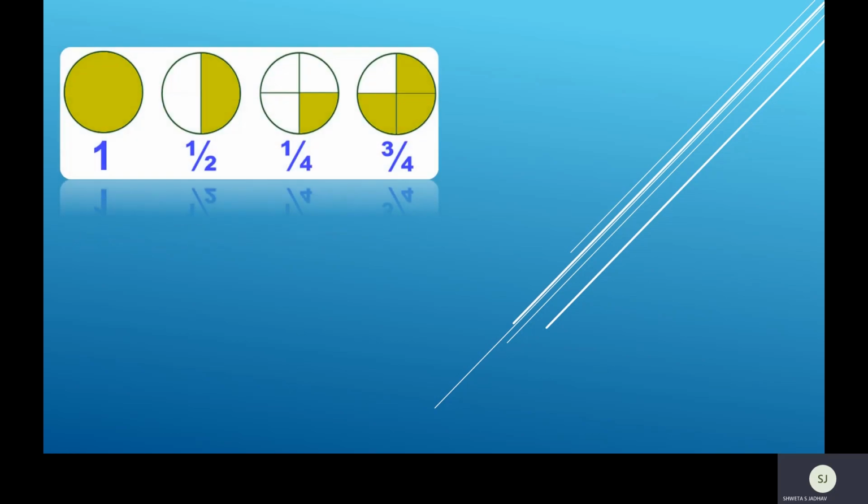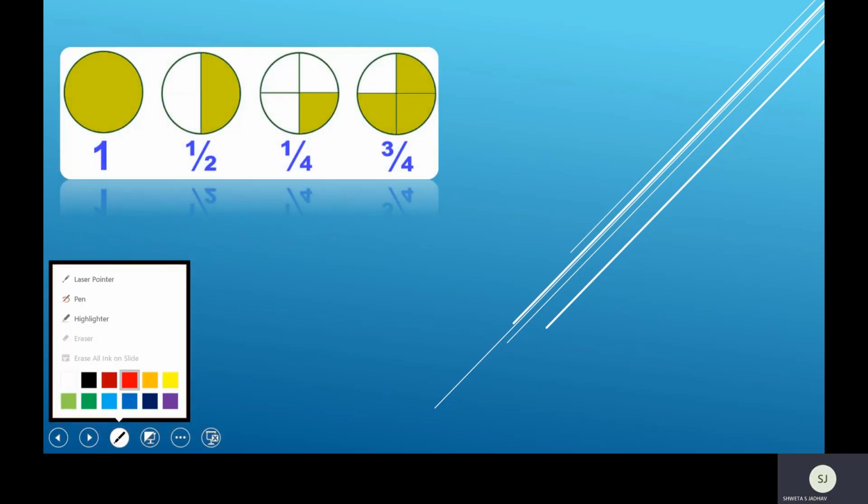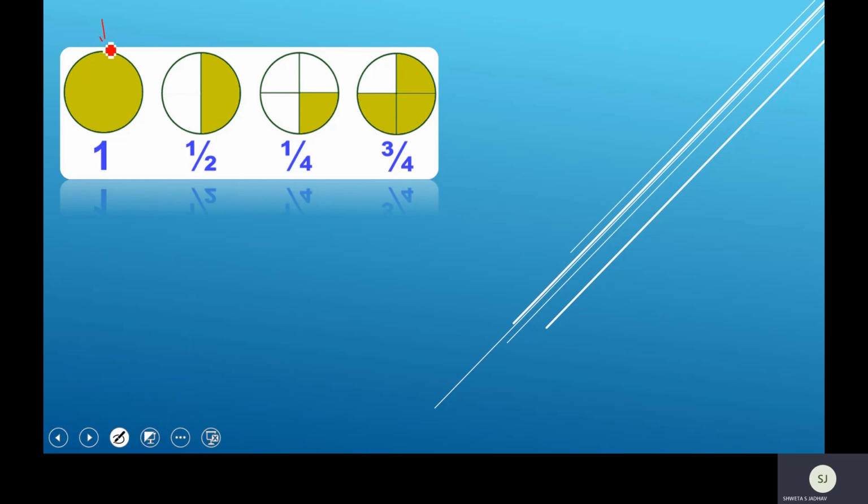Hello everyone. Today we are going to learn a new concept, fractional numbers. When you look at this figure, what do you feel? The first figure, when you see it, you can make out that it is a circle. And also the number we can see here is a whole number. What if we divide this circle into two parts?